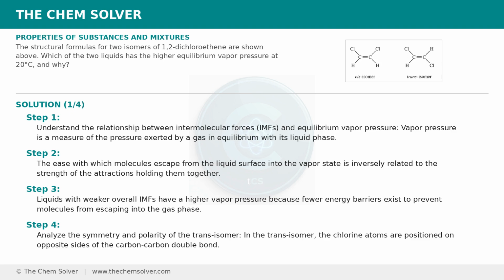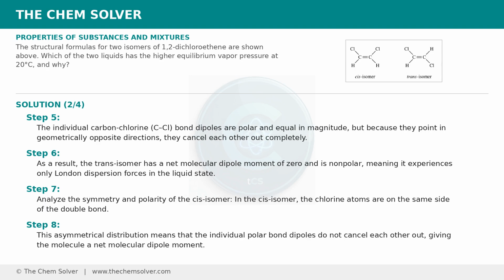into the gas phase. Analyze the symmetry and polarity of the trans isomer. In the trans isomer, the chlorine atoms are positioned on opposite sides of the carbon-carbon double bond. The individual carbon-chlorine, C-Cl, bond dipoles are polar and equal in magnitude, but because they point in geometrically opposite directions, they cancel each other out completely. As a result, the trans isomer has a net molecular dipole moment of 0 and is nonpolar, meaning it experiences only London dispersion forces in the liquid state.